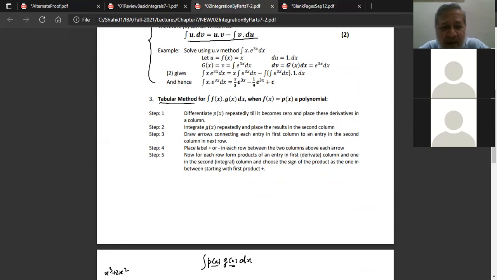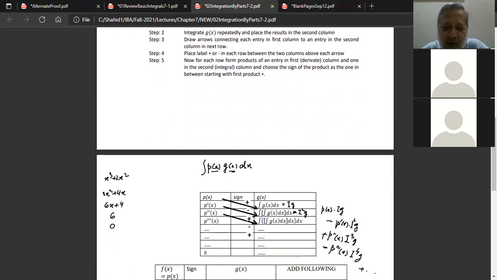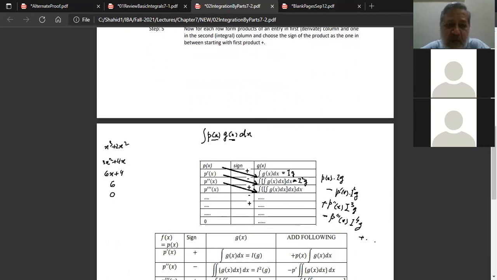So what steps do we use? We repeatedly differentiate the polynomial. Remember that if you are differentiating a polynomial, for example I consider p(x) to be x square plus 3x plus 2. So what will be the first derivative? It was a second degree polynomial, so a first degree polynomial will come. Then you differentiate it again, it will become a constant.